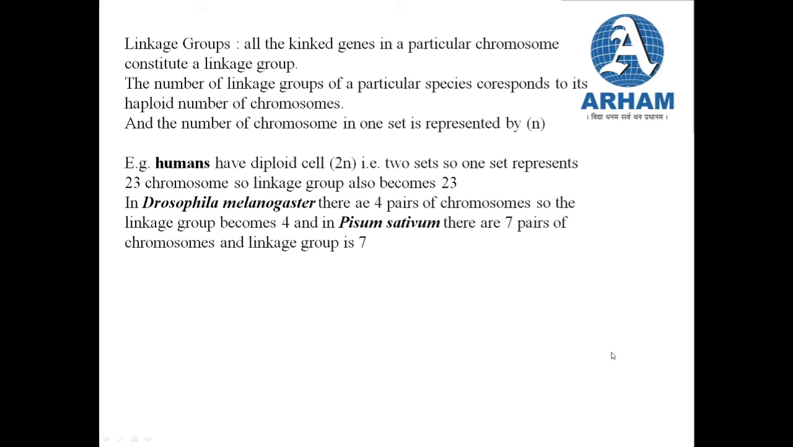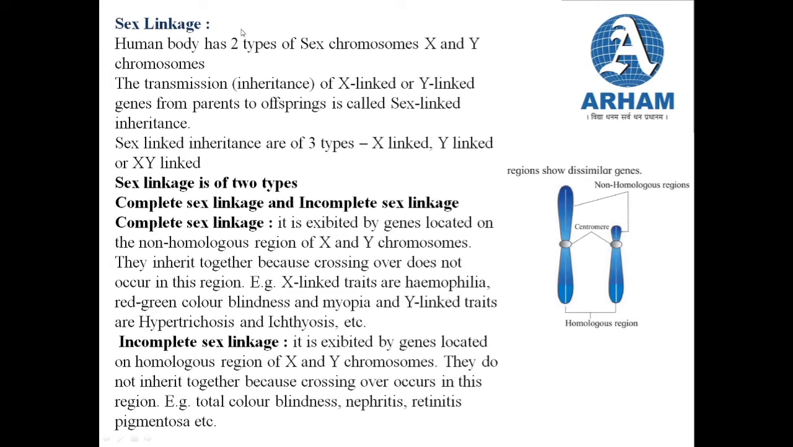So next, the term that we are going to discuss is sex linkage. Sex linkage is related to sex chromosomes, or we can also say allosomes. In the human body, there are two types of sex chromosomes, the X and Y chromosomes. The transmission or inheritance of the sex linked characters or the sex linked genes, or the Y linked genes, from the parents to the offspring is called sex linked inheritance. So it is very simple. What is sex linked inheritance?